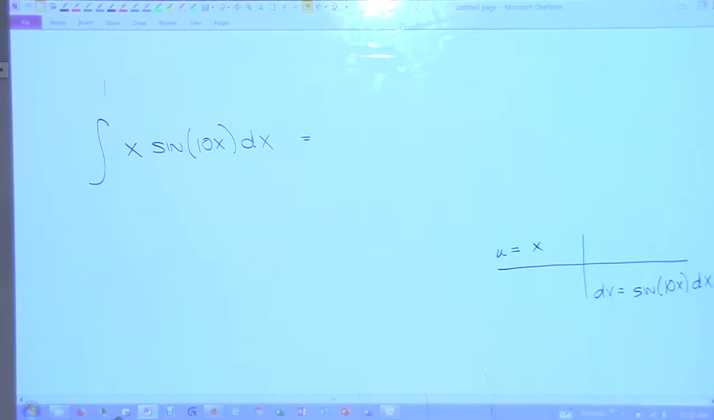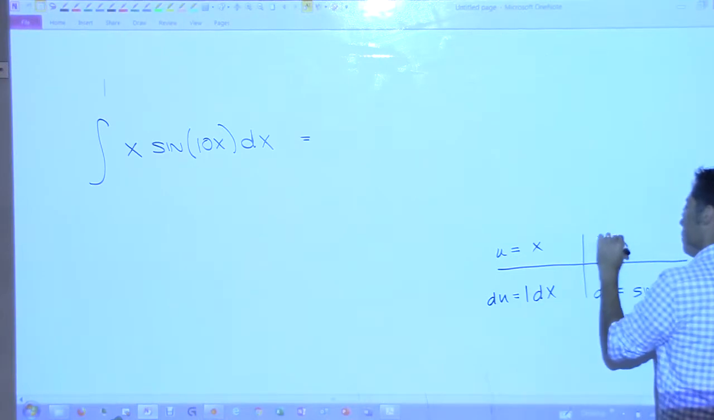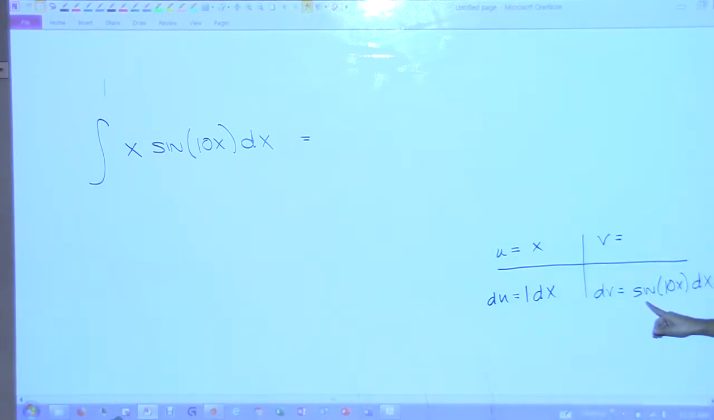And now I'm going to finish my table, right? Let's see, either Edward or Heidi can help us finish the table. Just finish this table out. Okay, du is? 1 dx. Okay, 1 dx. You know what v is. What's the antiderivative of sine? Negative cosine. And then how are you going to handle the 10 inside? We just did. 1 over 10. So we're going to have negative 1 over 10 cosine of 10x. Okay, that's the antiderivative here.